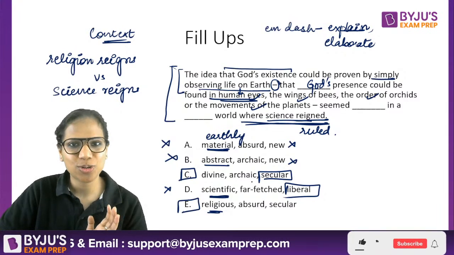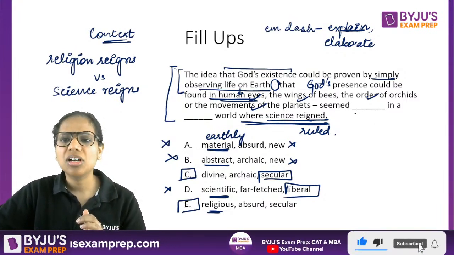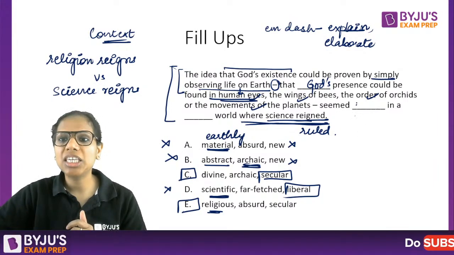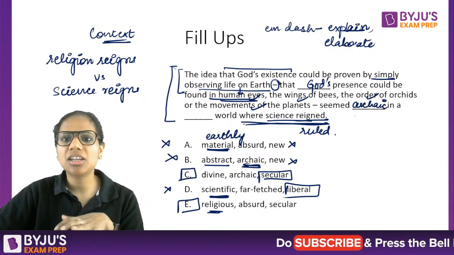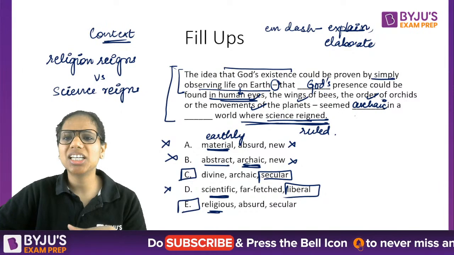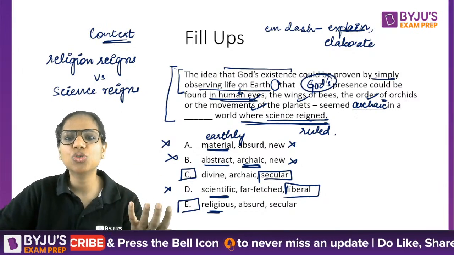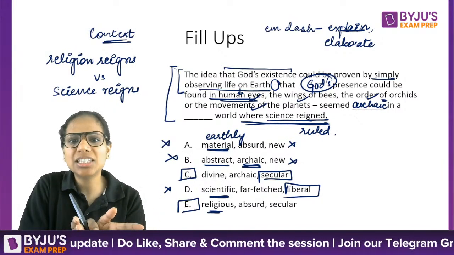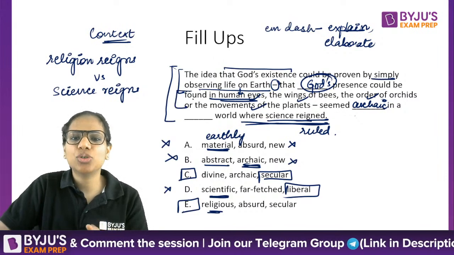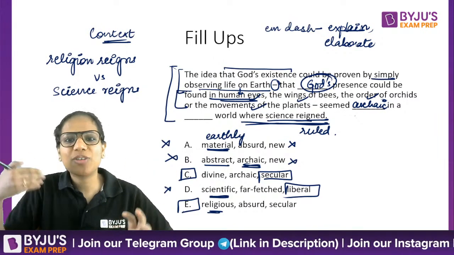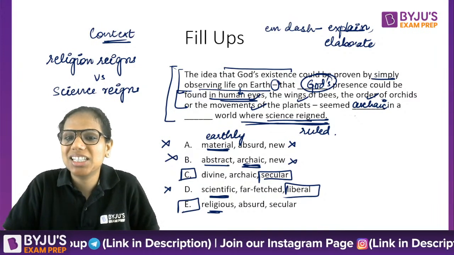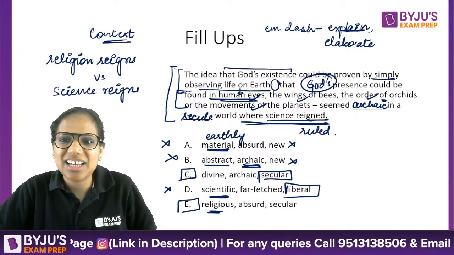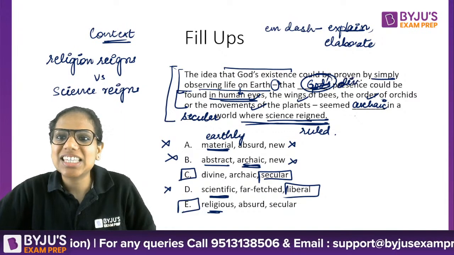But let's look at the second blank also. Seemed dash. It seemed absurd, also is fine. And archaic also fits because here I am saying that in our world, science reigns. So this idea that you can actually find out God just by observing human eyes, just by observing life on Earth, this seems old because we have made so much progress in science that this simplistic idea that look at the world around you, look at everything that's present. Don't you think that somebody divine created it? That seems a little archaic. That seems a little old, right? So this is our answer. Our answer is C here.